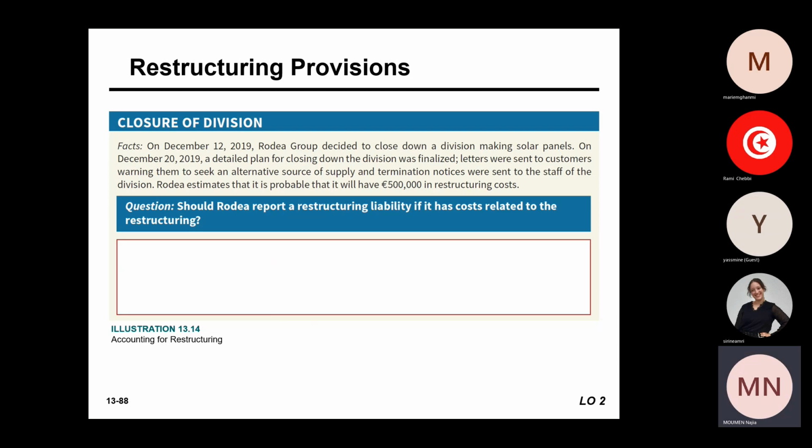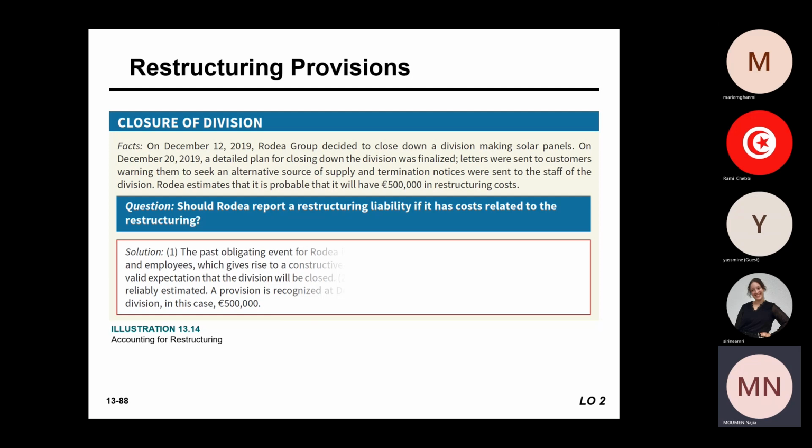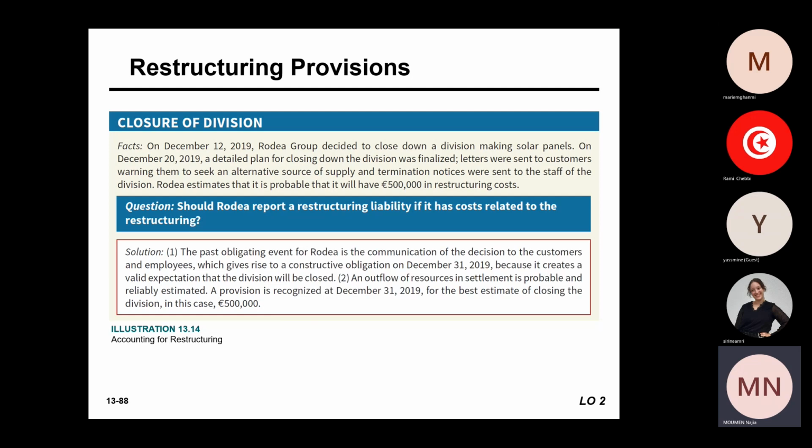Excuse me, if it has costs related to the restructuring. Okay, here we have this past obligating event, that is, of course, the communication of the decision to the customer regarding the closure of that, and of course employees, not only customers, regarding the closure of this division. So this is a constructive obligation.